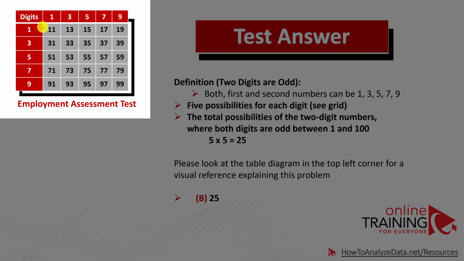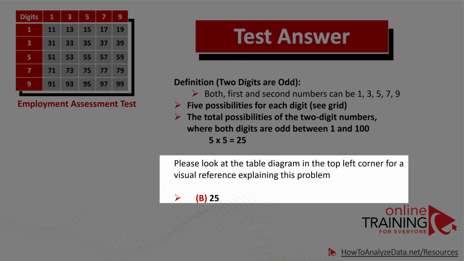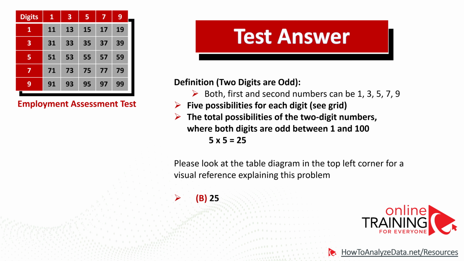And if you take a look at the diagram, you can quickly do the math and memorize how to do this particular type of calculation. So the correct answer here is choice B, 25. There are 25 numbers between 1 and 100 where both digits are odd. Hopefully you've nailed this question and now know how to answer it on the test.